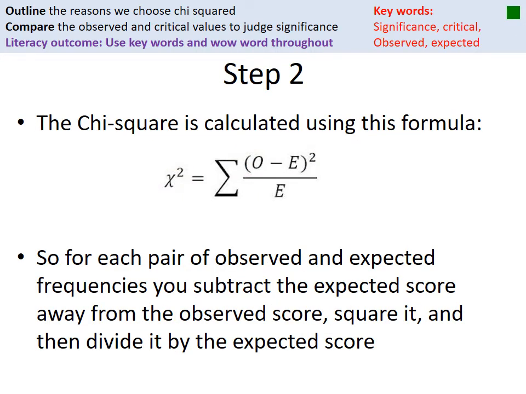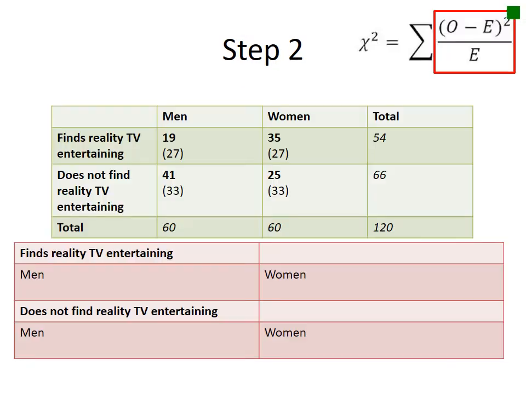For each pair of the observed and the expected frequencies, all we have to do is take those away, divide it by the expected value, and then we will get our chi-squared. Don't forget, though, that you have to do this for each pair of answers that you've got. So let's have a look at how this works in practice then.